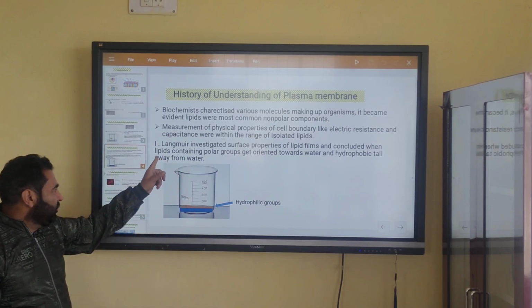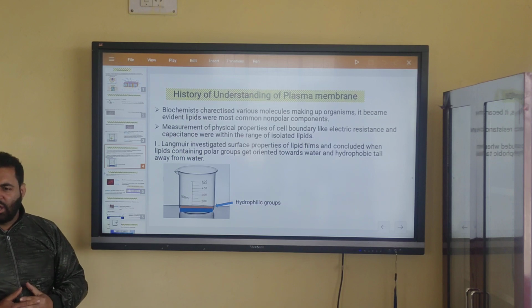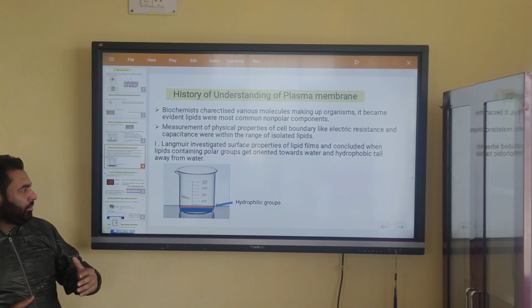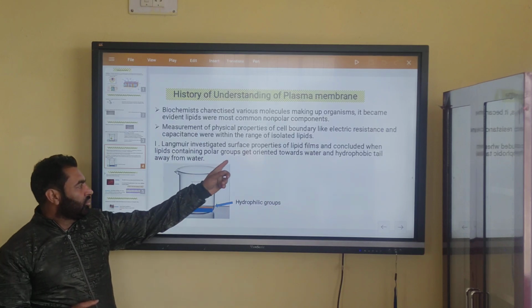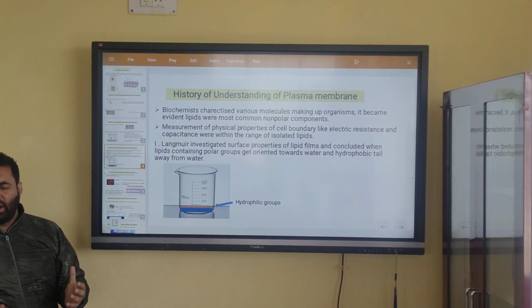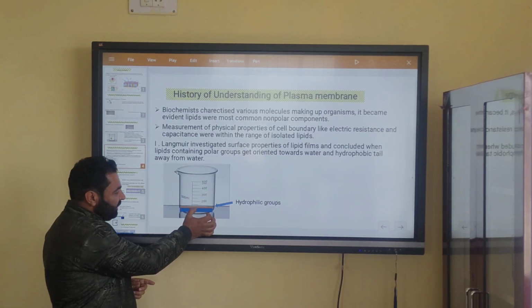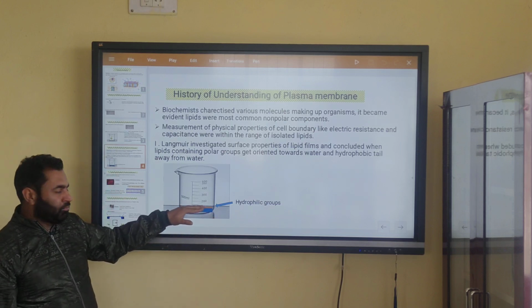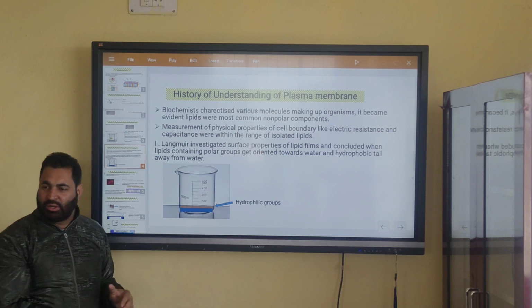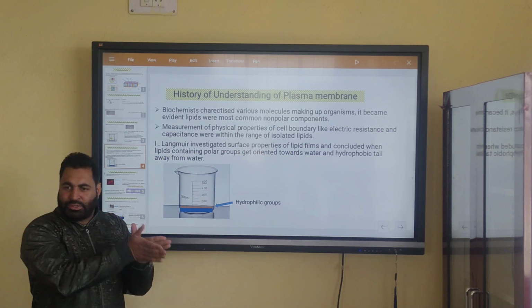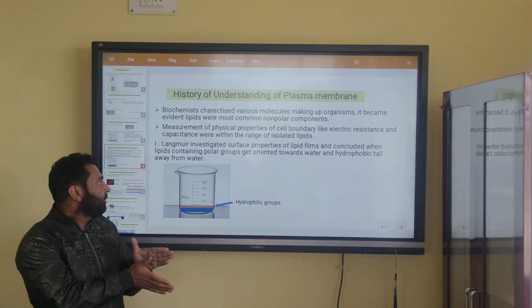Then came Langmuir. He investigated the surface property of a lipid film that was made up of polar groups. What he found was that once that lipid film is put into water, these polar groups, hydrophilic negative groups, orient themselves towards the water. Okay, so polar groups were orienting towards the water.